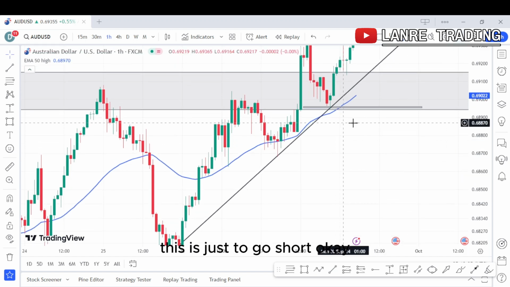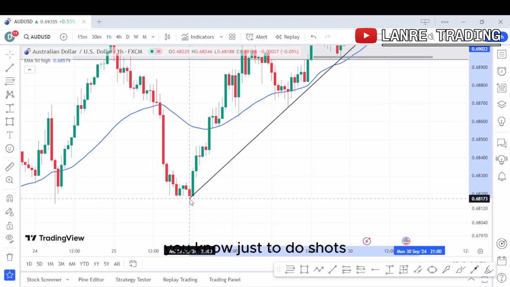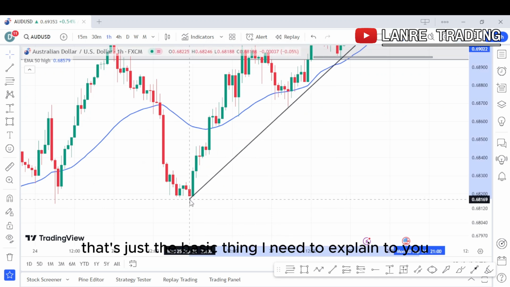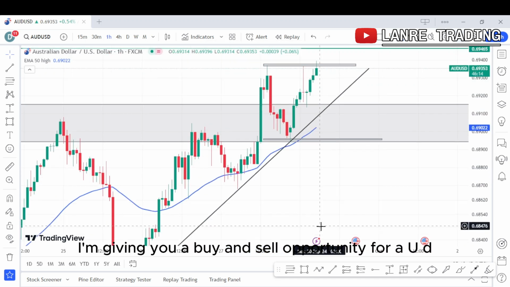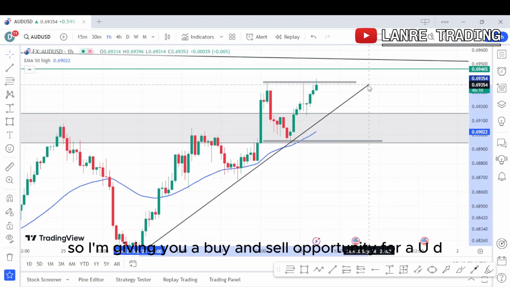Okay, this is just to go short. You can bring out your counter trend line just to go short. That's just the basic thing I need to explain to you. I'm giving you a buy and sell opportunity for AUD USD.